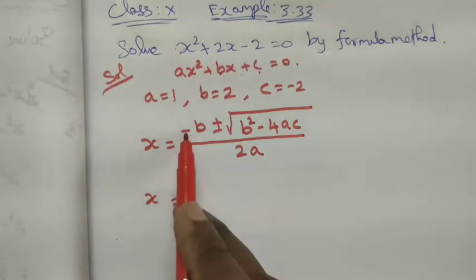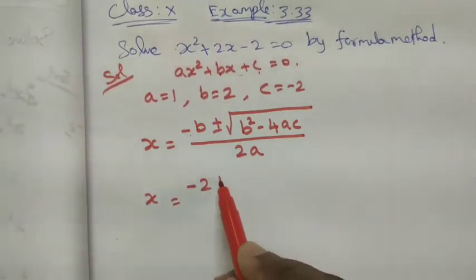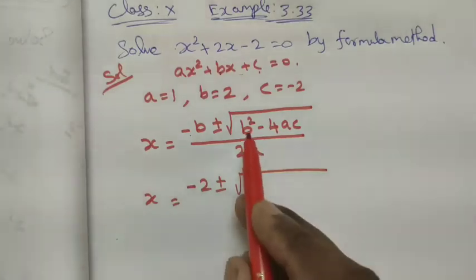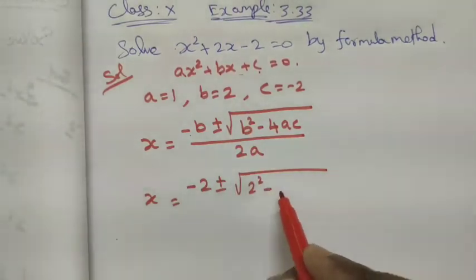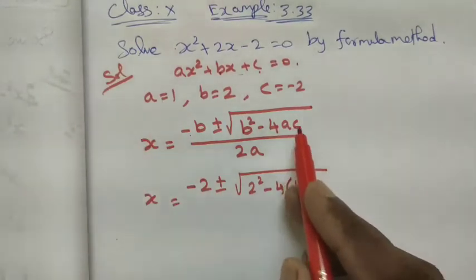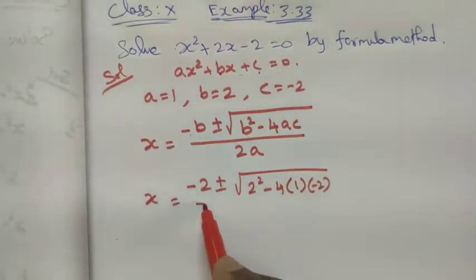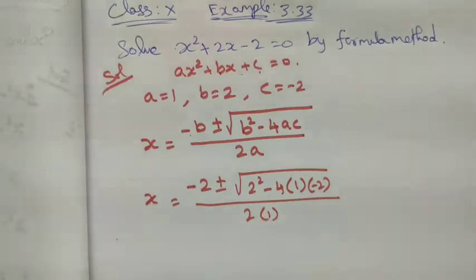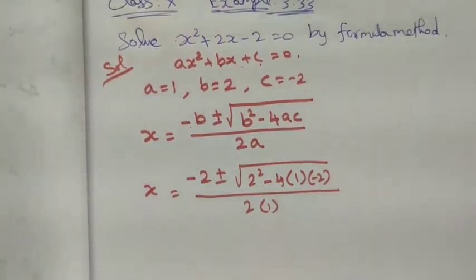Then x is equal to, what is in the place of b? 2. Here it is the minus symbol, right? So minus 2 plus or minus root of b square, means 2² minus 4 into, what is in the place of a? 1. In the place of c, minus 2, whole divided by 2 into 1. In the place of a is 1.